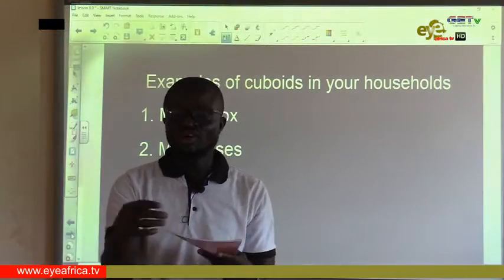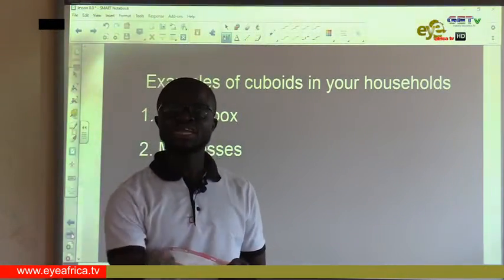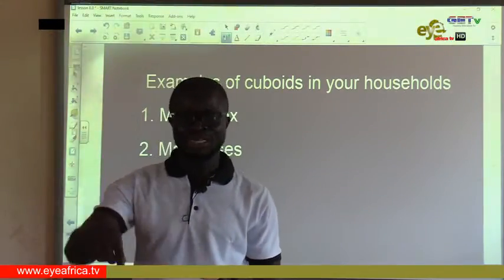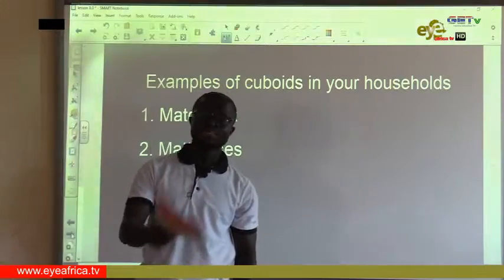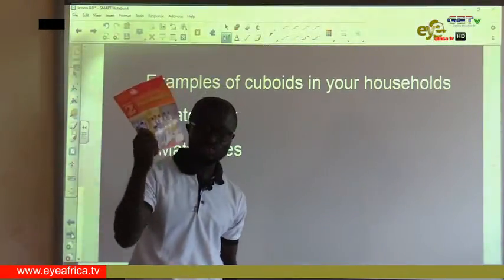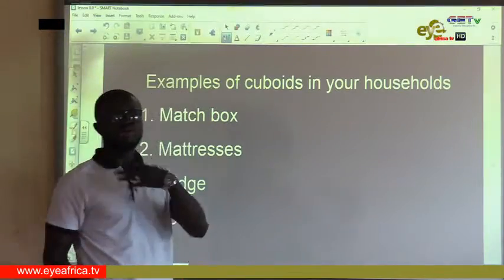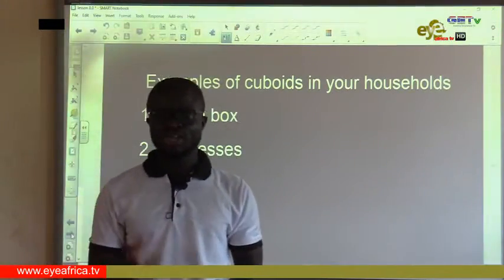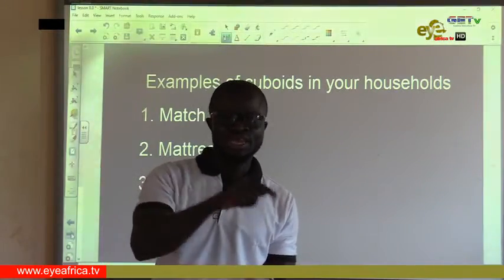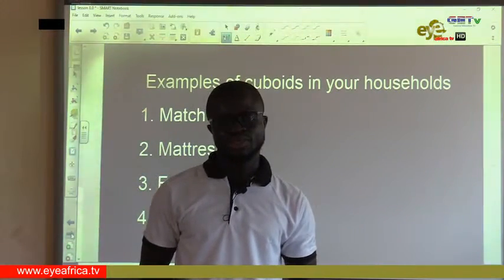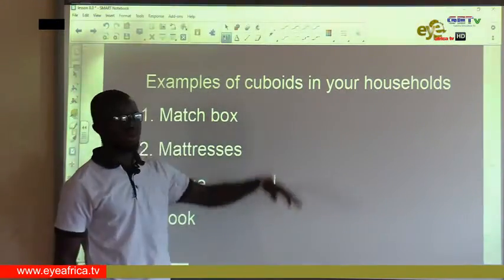So that thickness also gives it what? A height. So that little height plus the length and the breadth gives it a 3 dimension. So because of those 3 dimensions, this book can be termed as a solid object, and it is therefore termed as a cuboid. Why do we term it as a cuboid? Because it is having 6 faces with 8 corners. So the book can be termed as an example of a cuboid.